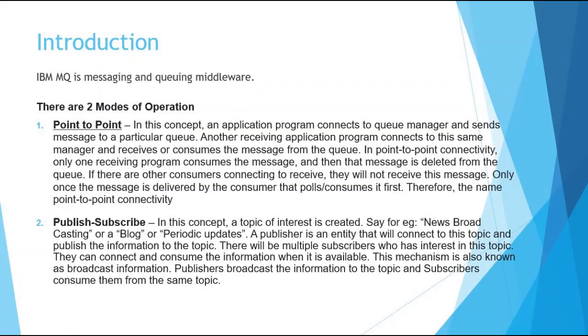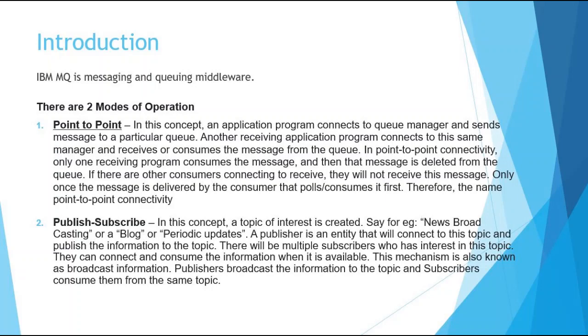In this presentation, we'll cover the two modes of operation, point-to-point as well as publish-subscribe mechanism. Now, in point-to-point, what happens is that an application program connects to the MQ queue manager, sends a message on a particular queue, and another application, which is the receiving side, which wants to receive this message, consumes the message from the queue. So what happens in point-to-point connectivity is that only one receiving program can consume the message.